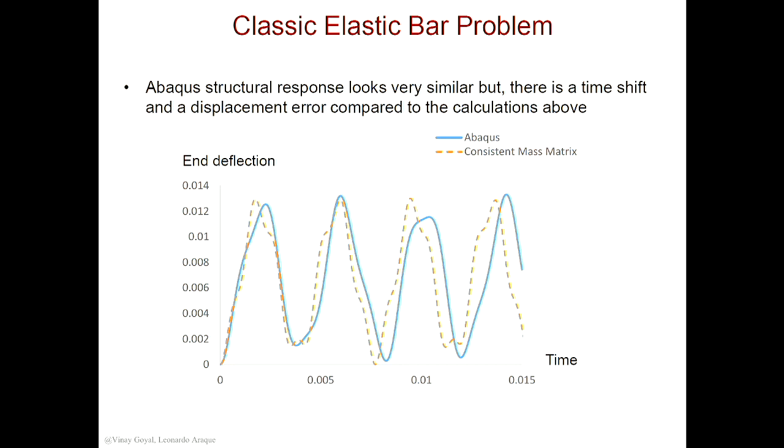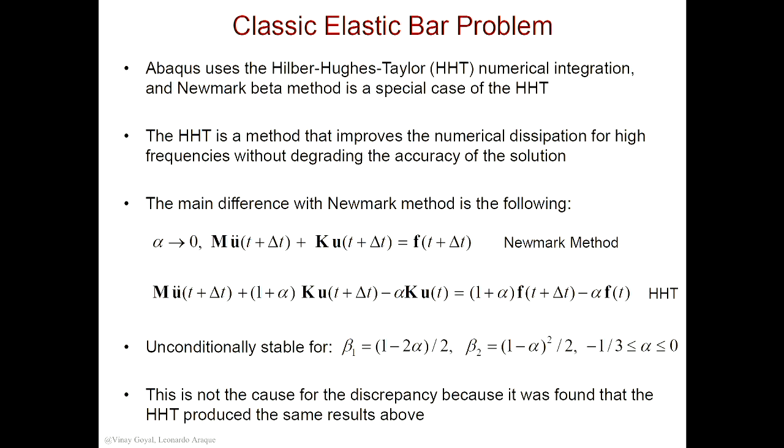Maybe Abacus is using a different time integration scheme, which would be surprising to me because I thought it's using basically the Newmark beta method, but maybe a little more advanced method, which is not really quite more advanced. It's basically the same thing. So let's explore that. So Abacus uses something called the Hilbert-Hughes-Taylor method. It's called the HHT alpha method, which is, it's basically the Newmark beta method is a special case of HHT, just a special case of that.